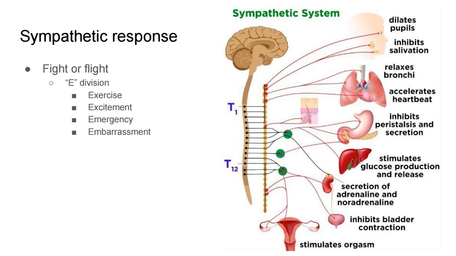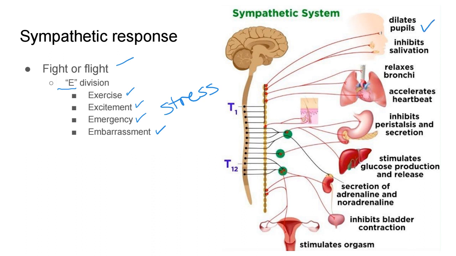So our sympathetic nervous system is also called our fight or flight response. A way that can help you remember it is by calling it our E division. This is the division that's triggered when we exercise, when we get excited, when an emergency happens, when we get embarrassed. All of these things cause stress, which is part of, again, that fight or flight response. So some of the things that we start to see when we're under this stress, whether it's good or bad stress, our pupils get larger.